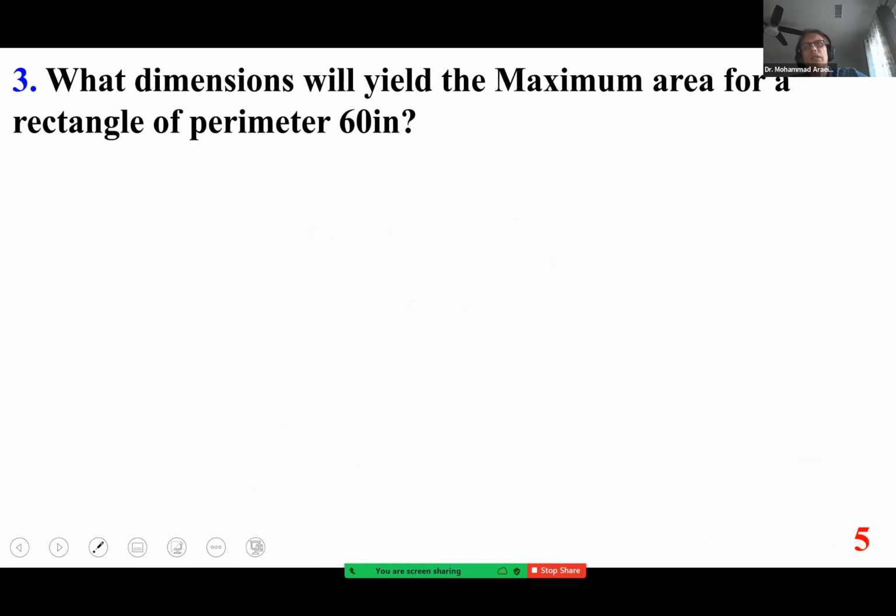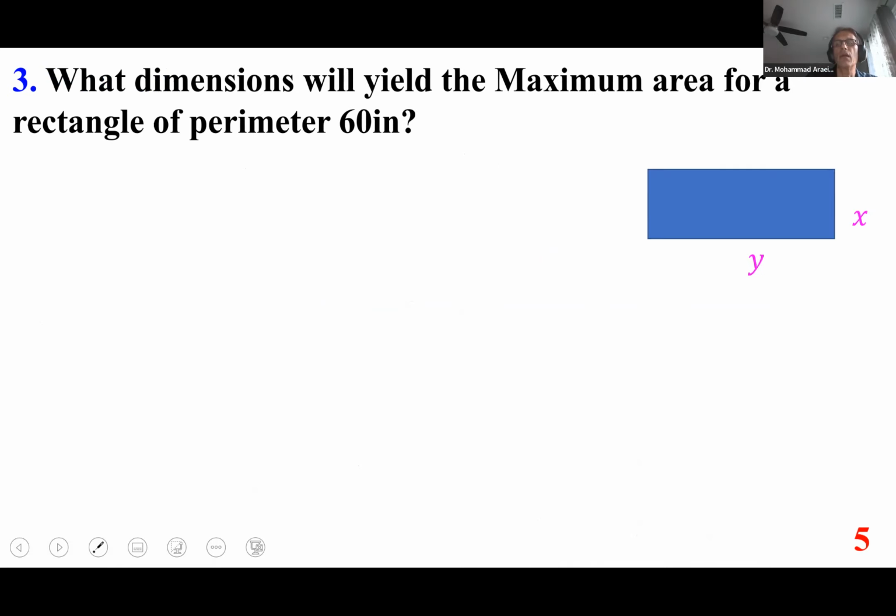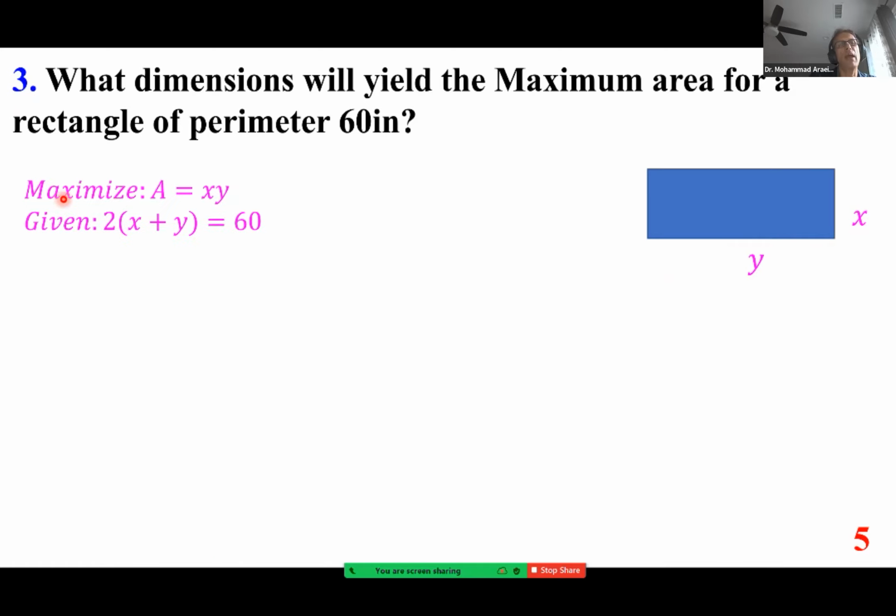What dimensions will yield the maximum area of a rectangle of a perimeter 60 inches? First, let's do the drawing. This is the width x. This is the length y. We know the area is x times y, and the perimeter is just add up the sides, 2x plus 2y. So we want to maximize the area, which is x times y. And we know what's given, 2 times x plus y is 60.